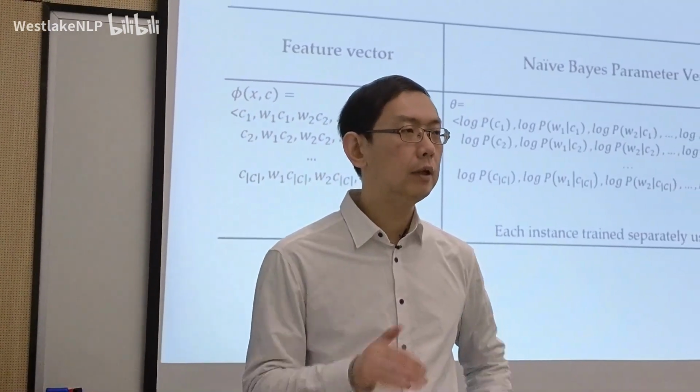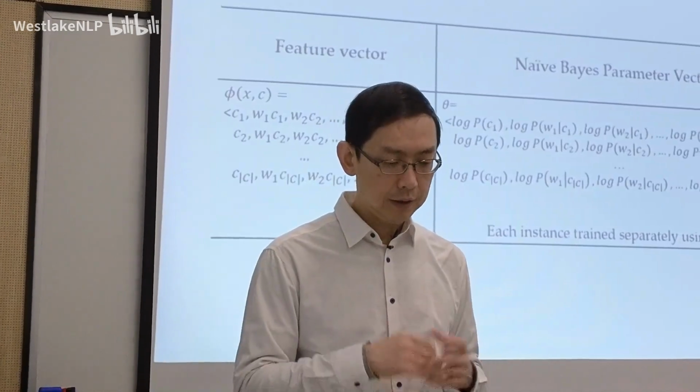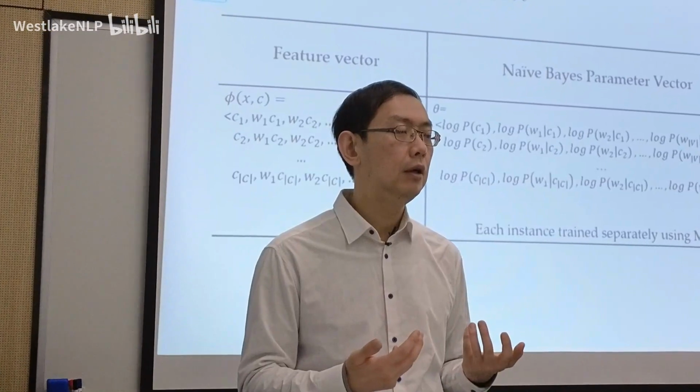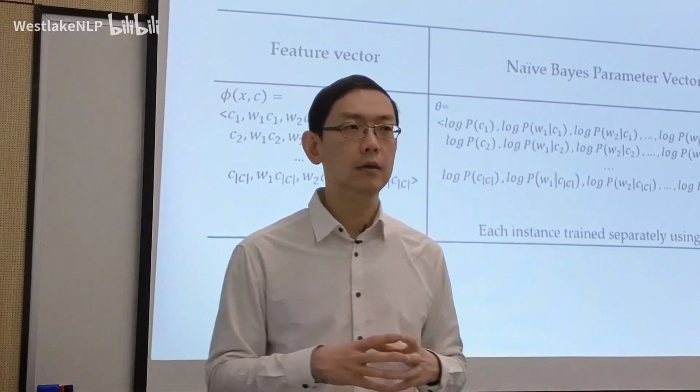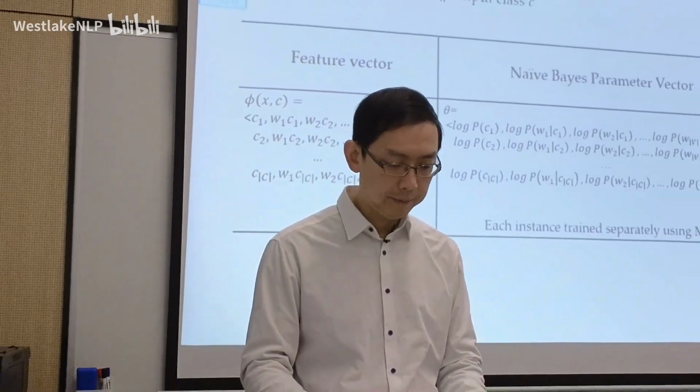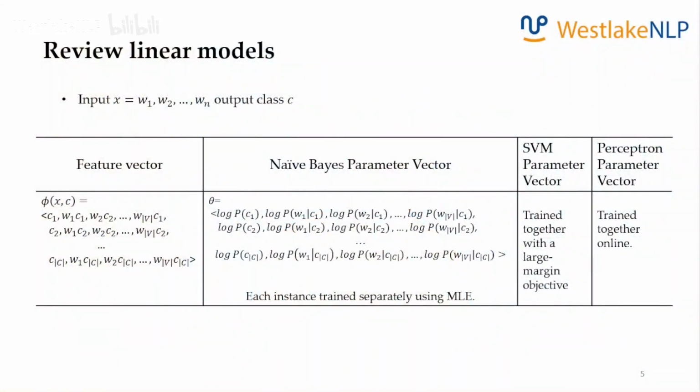Then when you're given a pair x and c, you extract the features, you multiply the features with the parameter vector, and you get the log probability of this particular input-output pair. For the naive Bayes model, all of these parameter probabilities are trained individually, using maximum likelihood estimation. You do relative frequency calculation, and you estimate each of the parameters. That's a generative model.